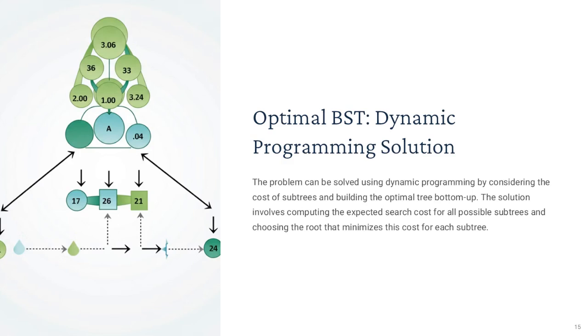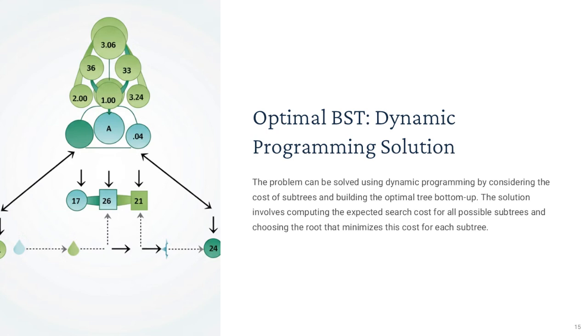The optimal binary search tree, OBST, problem uses dynamic programming to minimize the expected search cost for a set of n keys with known probabilities. Let e[i][j] represent the minimum cost of a subtree containing keys i through j. To compute this, we evaluate all possible roots k between i and j. The cost is the sum of the subtree costs and the total probability of the range, and we select the root that minimizes this value.